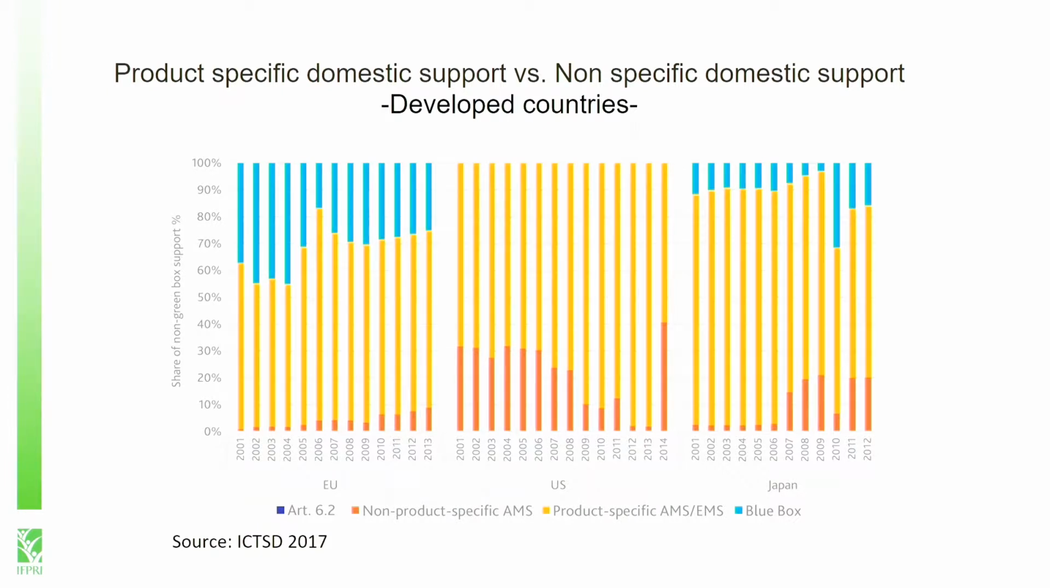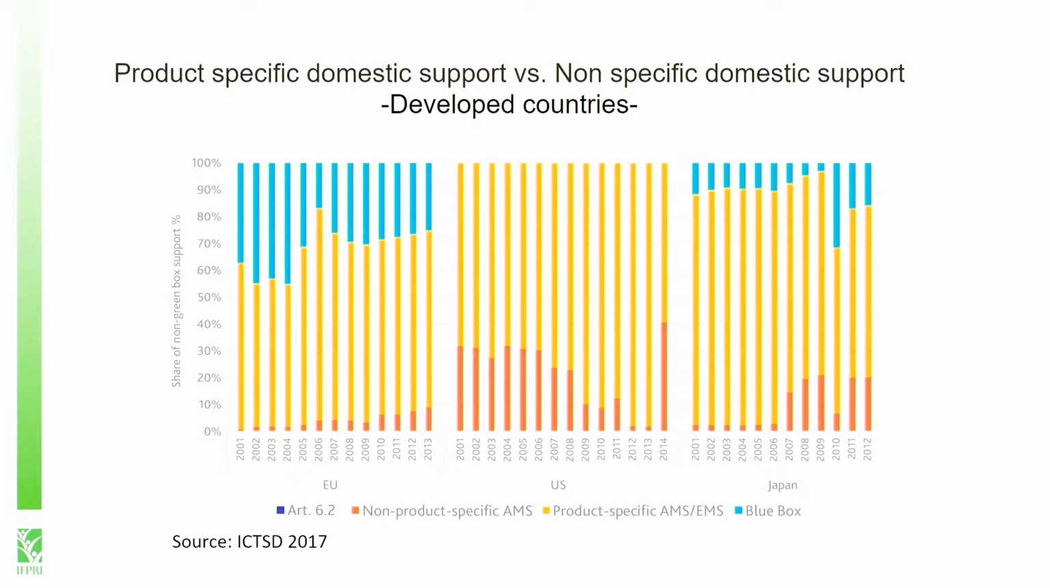And if you can look, the support that developed countries give is more product specific. So in the case of the European Union, we can see that 90% goes to product specific domestic support, more than anything concentrated in dairy and wheat. If we look at the US, it is 60%, and it is concentrated in dairy and corn. And if we look at Japan, it's around 80%, and it is concentrated in livestock, in beef and pork as well.